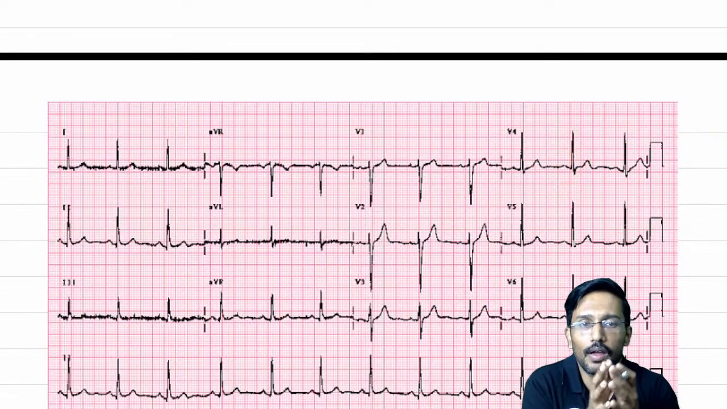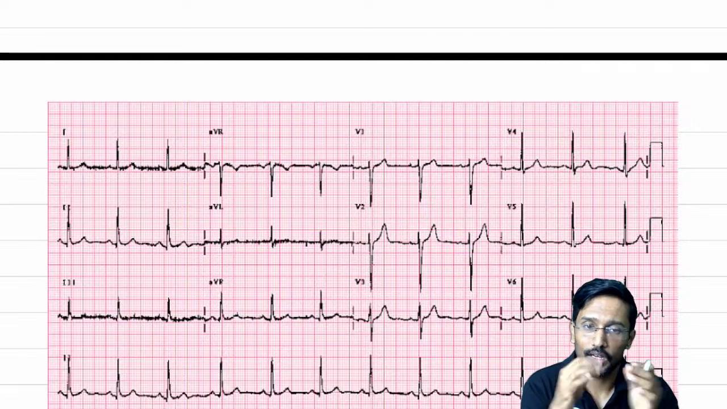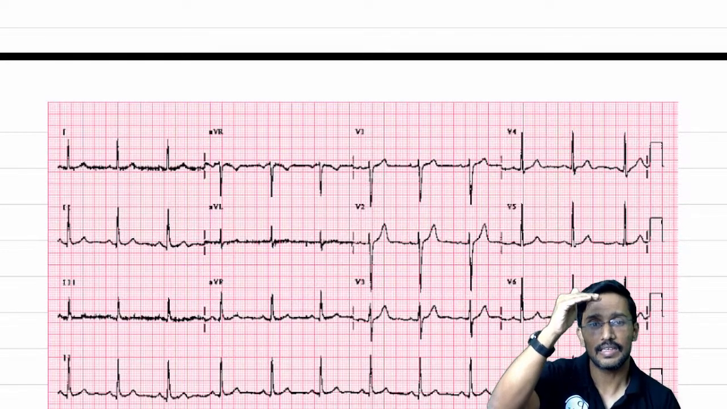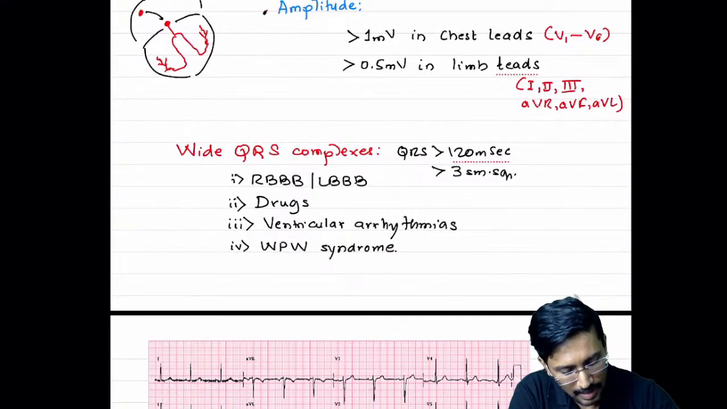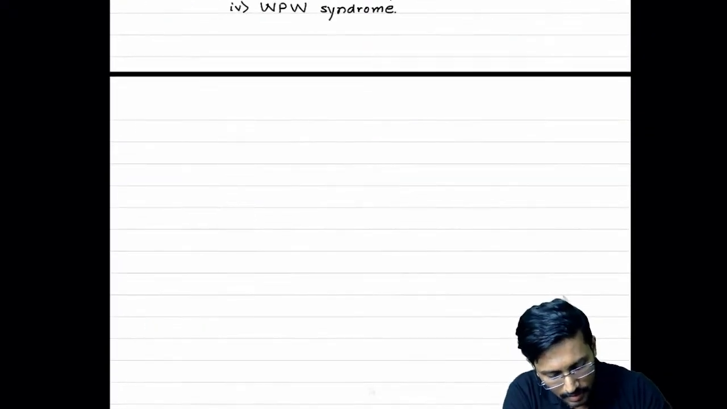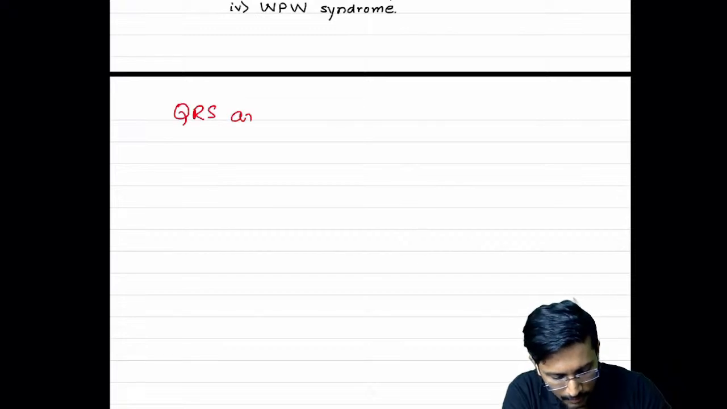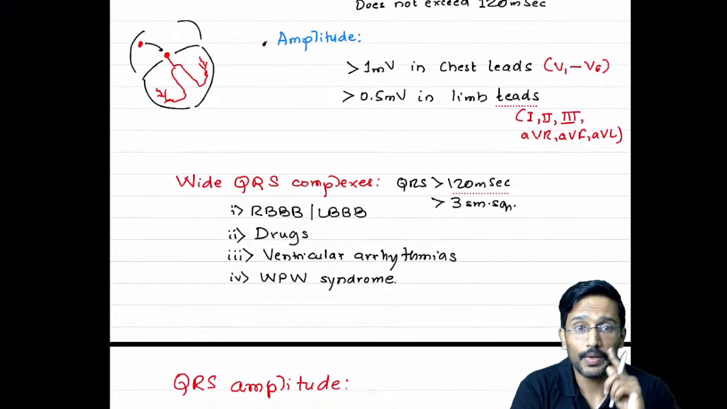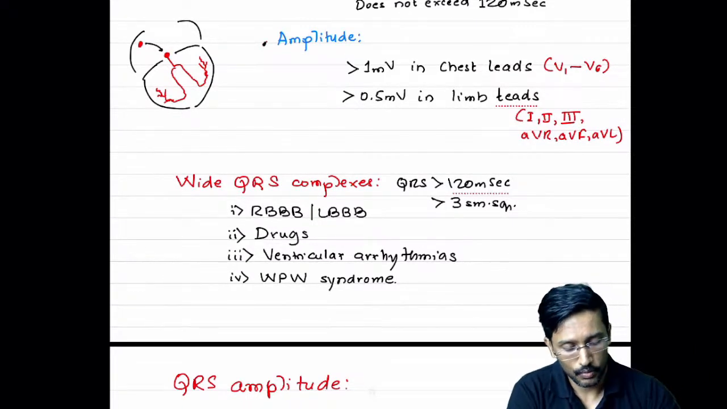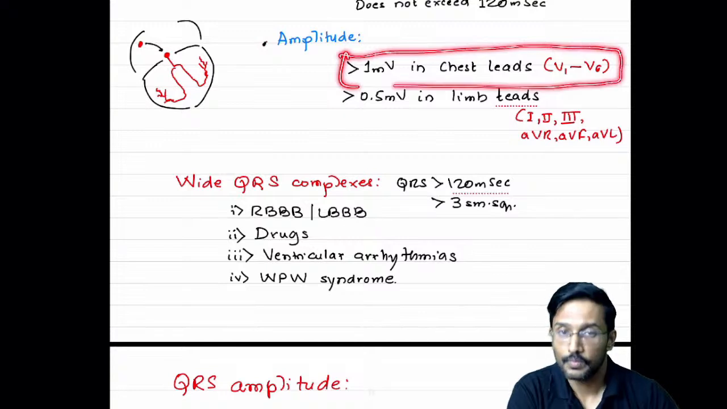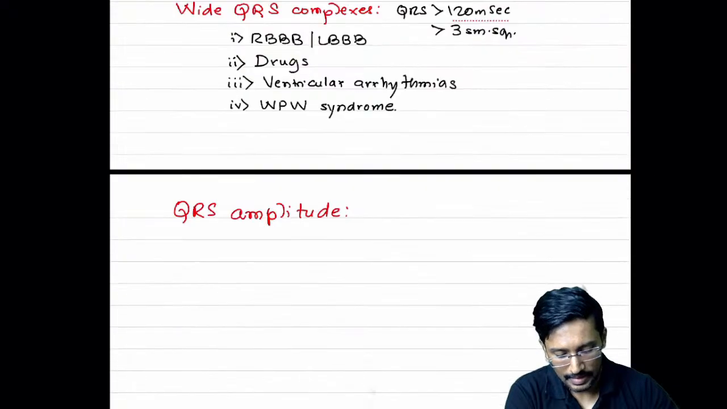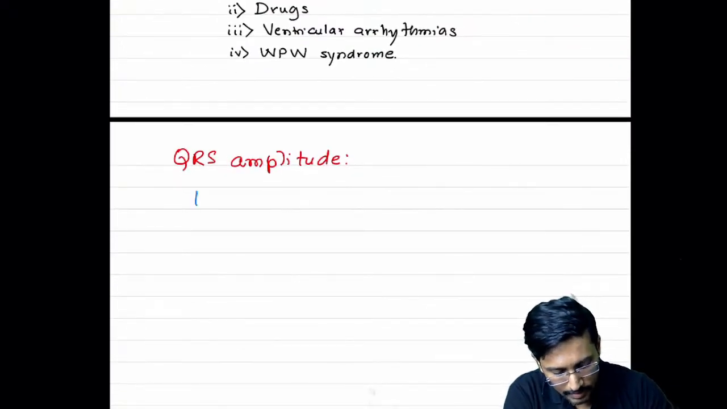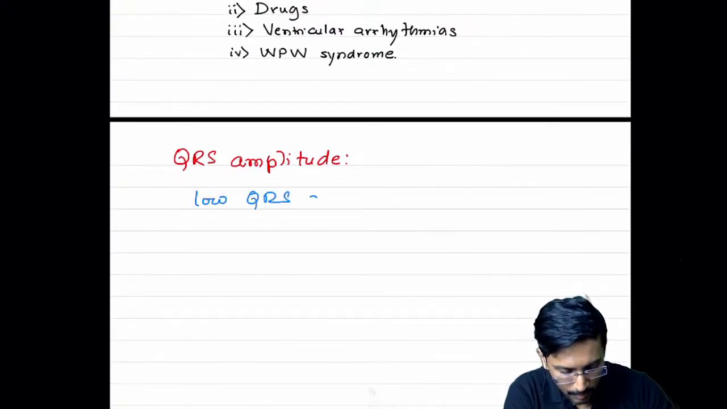So whenever we have hypertrophy of the right ventricle or left ventricle, the amplitude increases. Talking about the QRS amplitude, we have already defined what the normal QRS amplitude is. Normally I cannot define a standard value for all leads. What I know is chest leads should all have more than 1 millivolt. Limb leads should have more than 0.5 millivolts. If it is less than that, it is abnormal, and in that case, we call it low QRS amplitude.